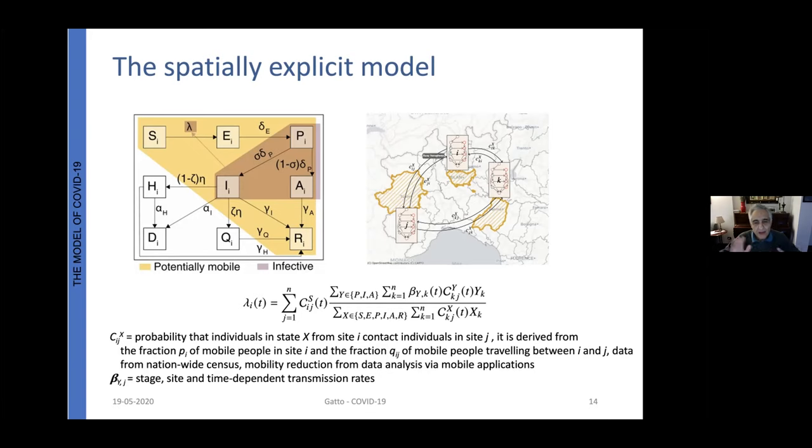Okay, and then of course we have again this transmission rate, which depends on the stage, pre-symptomatic, symptomatic infectious or asymptomatic infectious, and in principle might also depend on the site, because you might think that there are different behaviors in different sites and so on. So this is the general structure of the spatially explicit model.